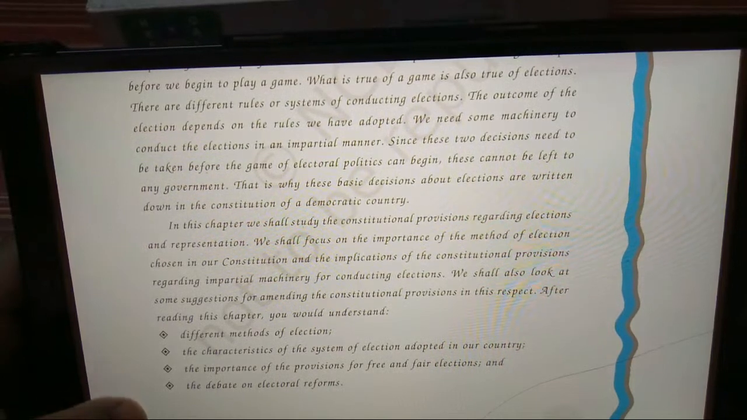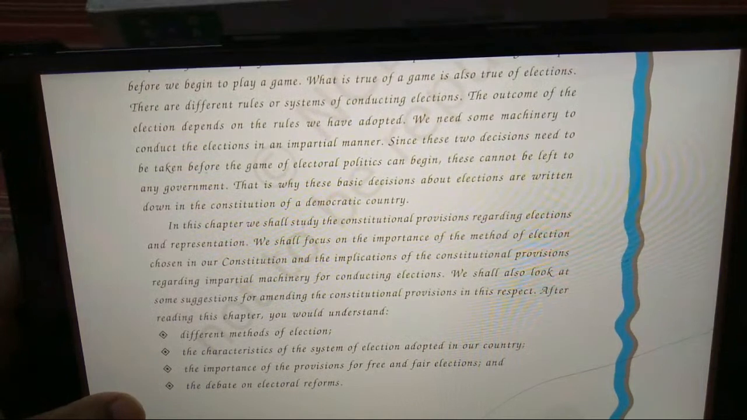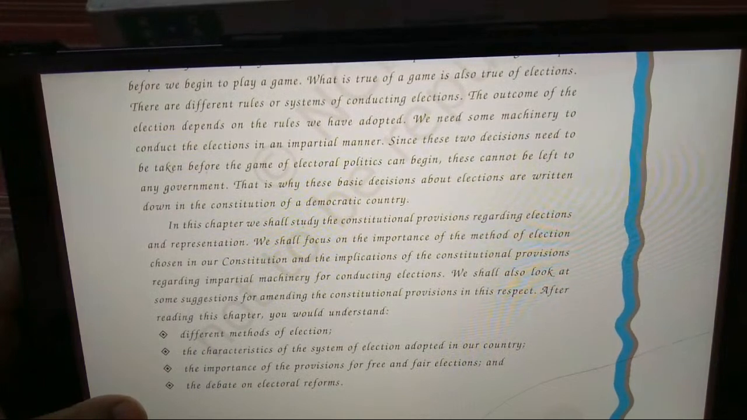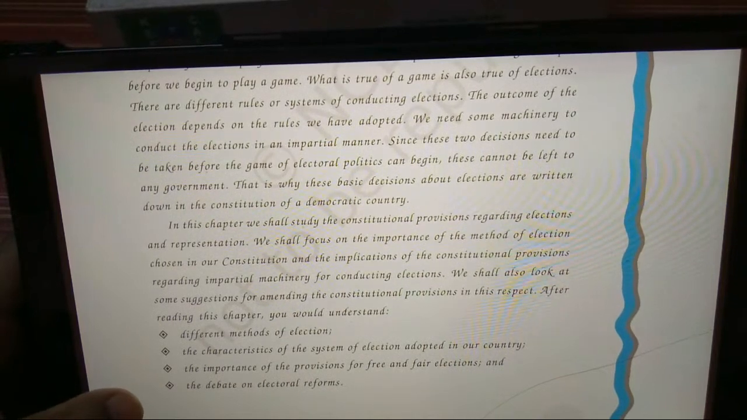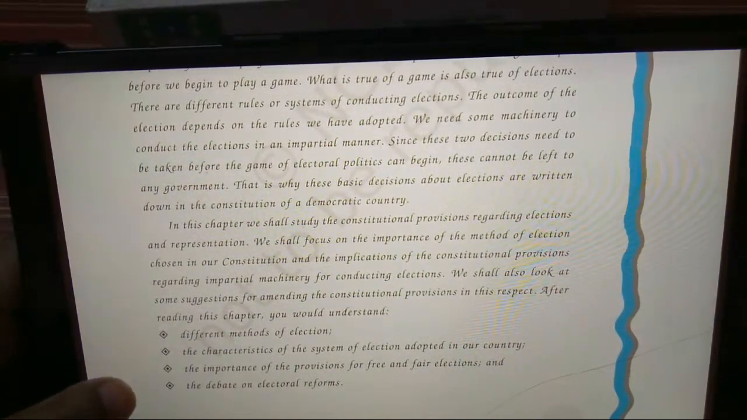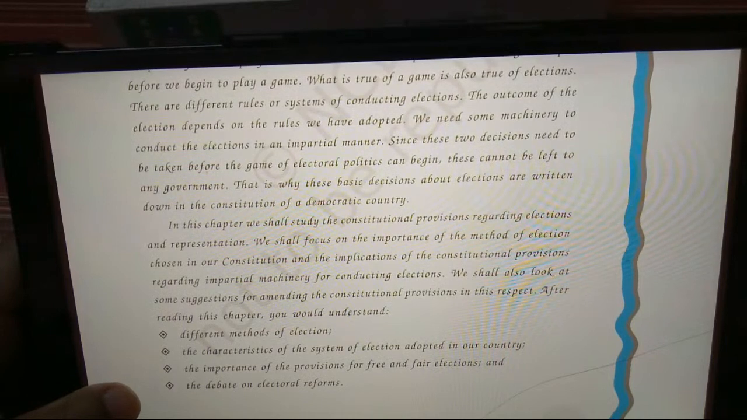In this chapter, we shall study the constitutional provisions regarding elections and representation. We shall focus on the importance of the method of election chosen in our constitution and the implications of constitutional provisions regarding impartial machinery for conducting elections. We shall also look at some suggestions for amending the constitutional provisions in this respect.